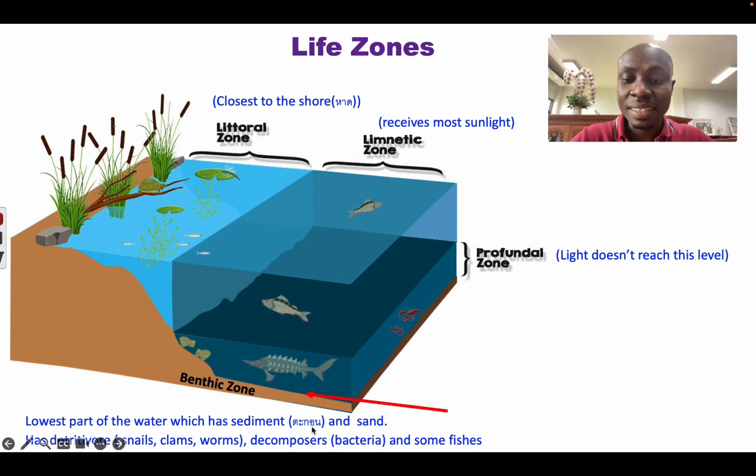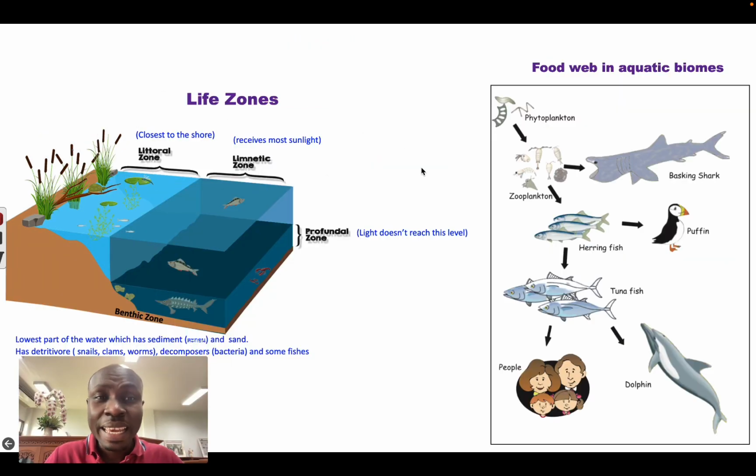And here we can see sediment and sand. And we can also see other organisms like snails and some worms that live there. These are detritivores. This means they eat what? The dead organic matter from the top. When the fish die, their bodies will move down, and when they rot, or they start to decay, these organisms will eat them and clean up the floor. They're very important. We can also see decomposers like bacteria in a lake.